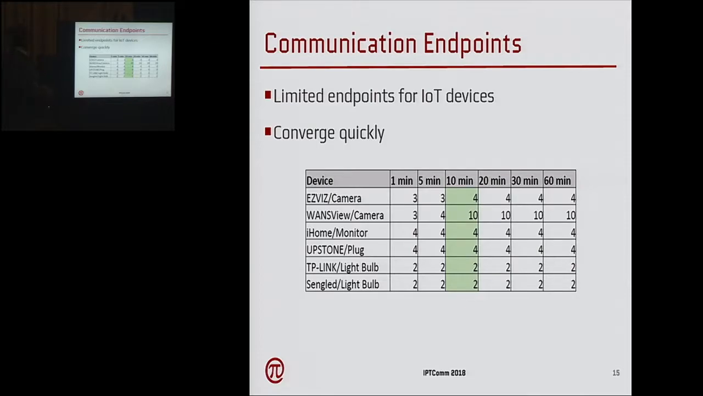In terms of communication endpoints, as we discussed, there are limited endpoints for IoT devices, and they quickly converge. So in this case, if you see the smart cameras, both of them, if the observation window is just 1 minute, you will see there are 3 endpoints, and finally after 10 minutes, it converges, and there is no change in the number of endpoints in the system. So this is actually a good metric. After 10 minutes, you can be sure that there will be no change.